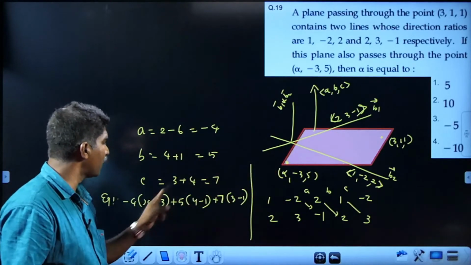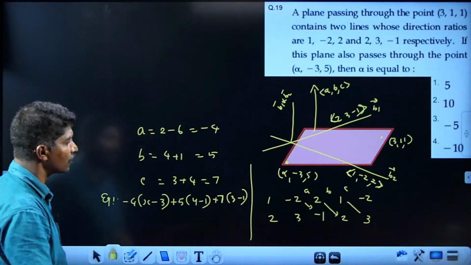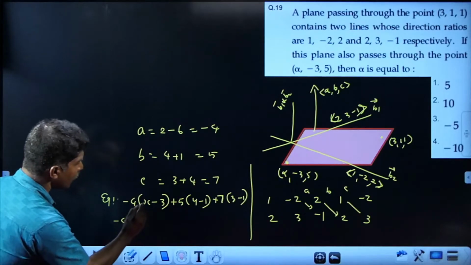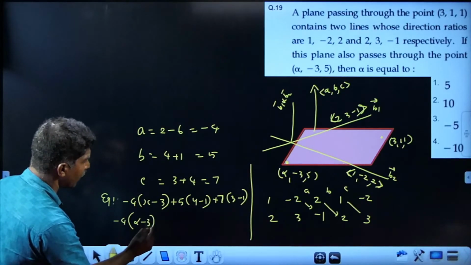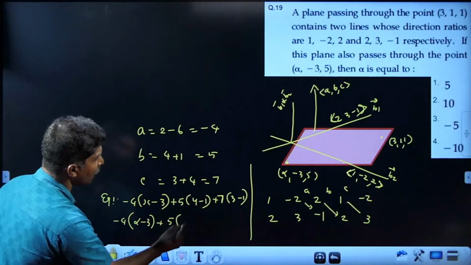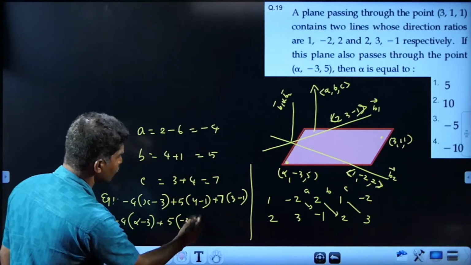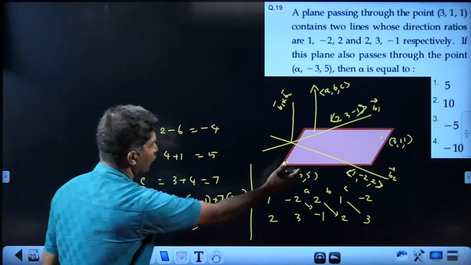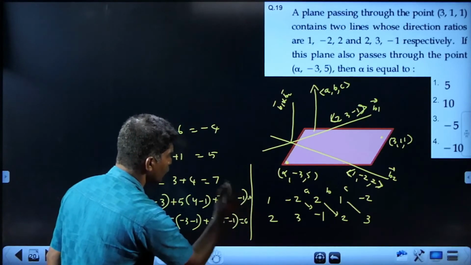Substitute this point here and simplify. You can find the value of alpha as, substituting negative 4 into, instead of x, I will write alpha. Alpha minus 3 plus 5 into, instead of y, we will write minus 3. Minus 3 minus 1 plus 7 into, instead of z, we will write this 5. 5 minus 1, that is equal to 0. This is equal to 0, of course.